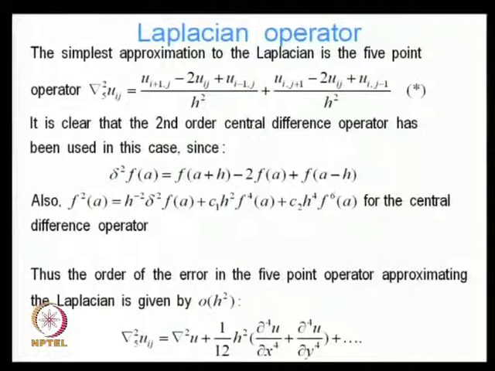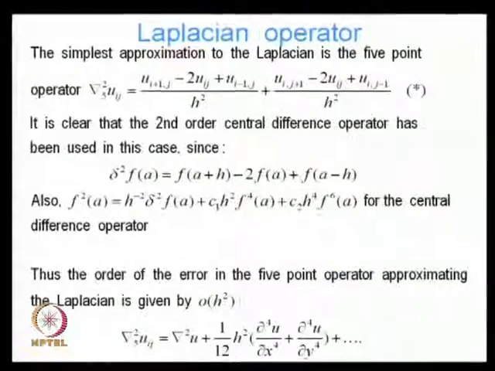Now, there is h square instead of h, because this is a second order difference operator. If you think of i as representing the index in the x direction, the first part represents del square u by del x square, the first term. The second term represents del square u by del y square. So, that is the simplest approximation to the Laplacian.